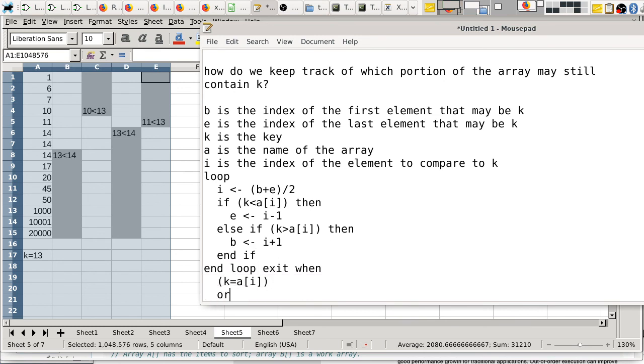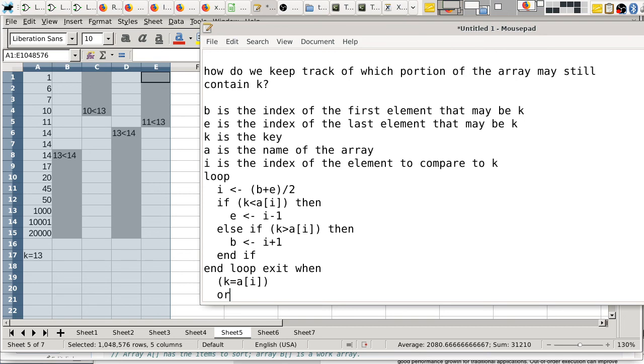And how do we update B? It's I plus 1. Very good. Okay, so if you look at this code here, for every iteration, one of these two will change, except when K and A bracket I are the same, right? But that's okay because we'll exit the loop anyway if that happens. But if K does not equal A bracket I, I'm either making E smaller or I'm making B bigger.